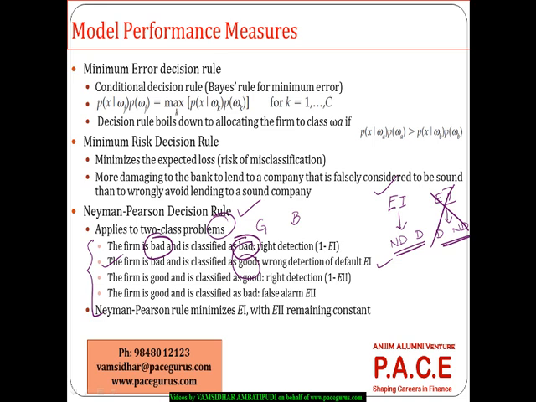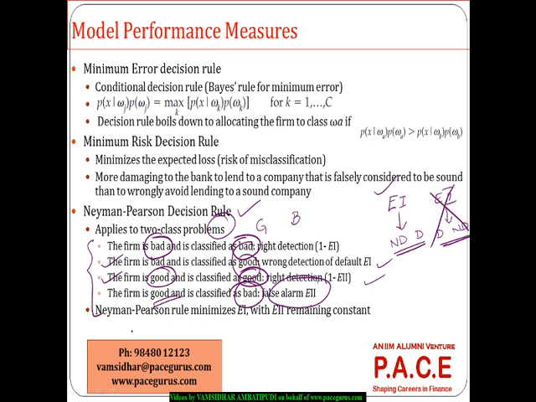the type 1 error. Similarly, the firm is actually good and you have classified it as good through your model, which means you have taken a right decision. But if the firm is good and you have classified it as bad, so you have not lent to that firm, it's a kind of a false alarm. You may not lose out much bigger to that.